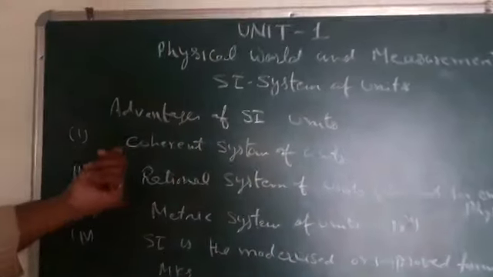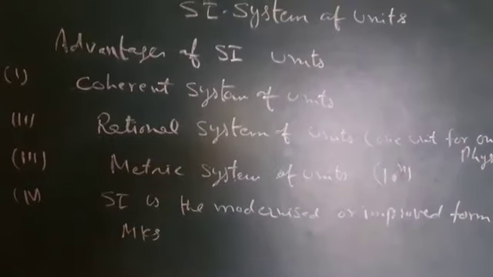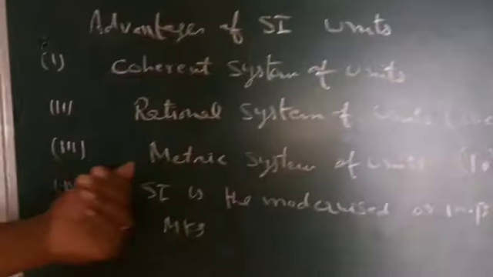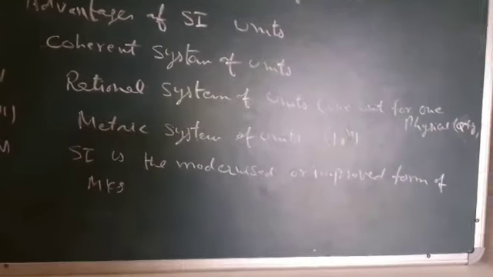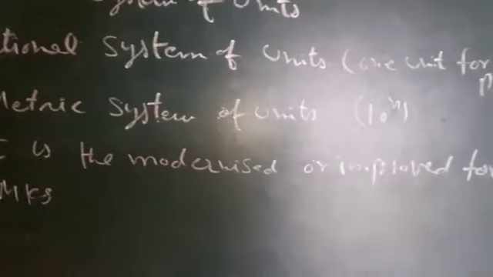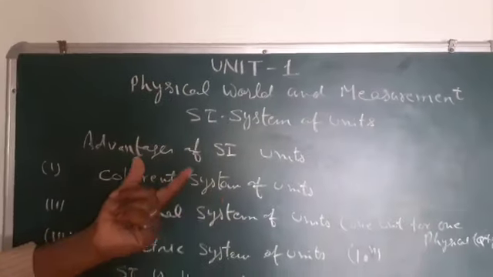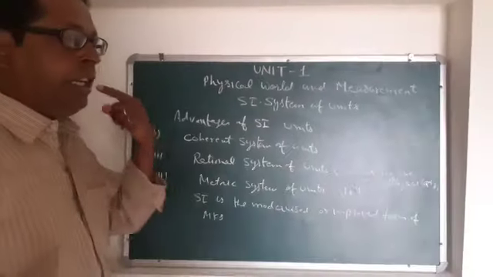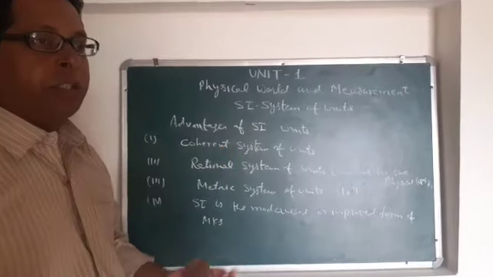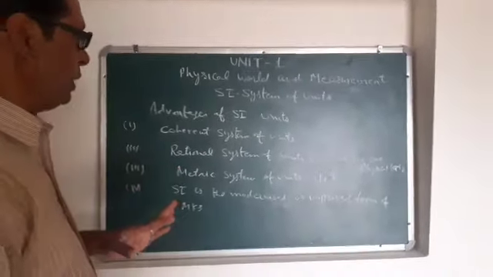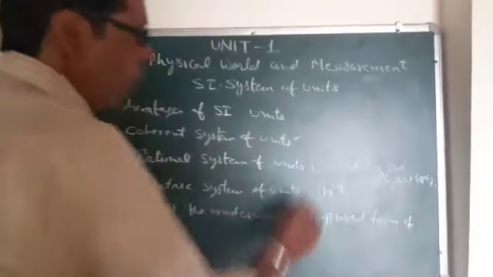SI is a coherent system of units. Second, it is a rational system of units. Third, it is a metric system of units. And fourth, SI is the modernized or improved form of MKS units. Coherent system means any new unit is obtained by the multiplication or division of basic units.